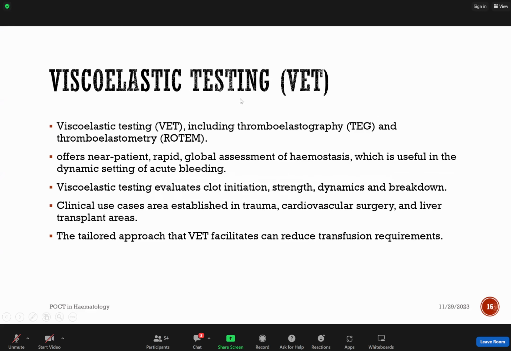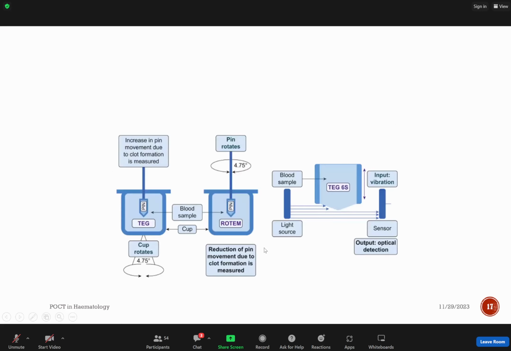Okay, next, viscoelastic testing, VET, including thromboelastography, which we call TEG, or thromboelastometry, or TEM. It offers near patient rapid global assessment of hemostasis, which is useful in dynamic setting of acute bleeding. Viscoelastic testing evaluates clot initiation, strength, dynamics, and breakdown. Clinical use cases are established in trauma, cardiovascular surgery, and liver transplant. The tailored approach that VET facilitates can reduce transfusion requirements.